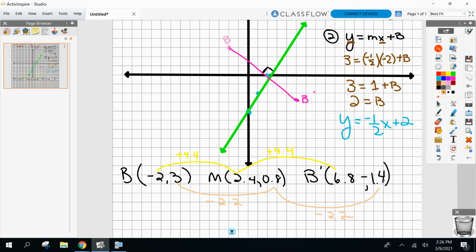Okay. And I just give it a little check here on my graph, see if I'm in the ballpark. 1, 2, 3, 4, 5, 6.8, -1, a little more. Yeah, pretty good. I'd say if I folded my screen right over that line, B and B prime would match up. All right, so expect one of those tomorrow.